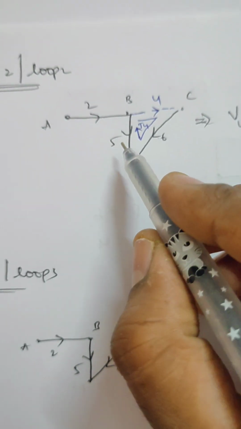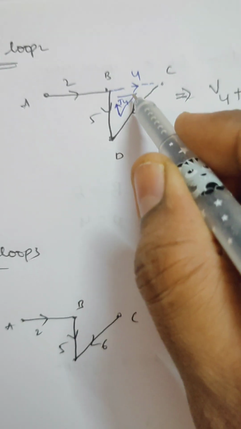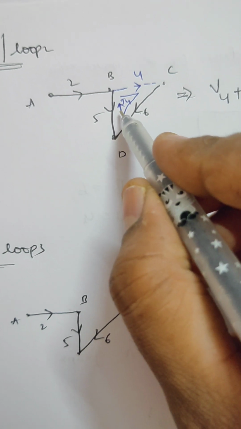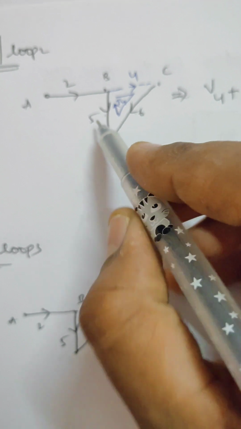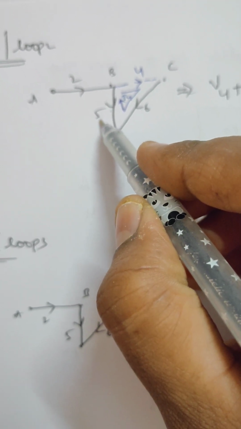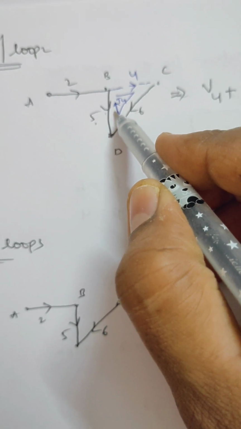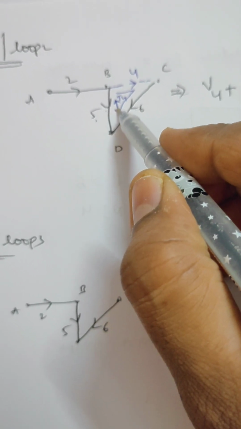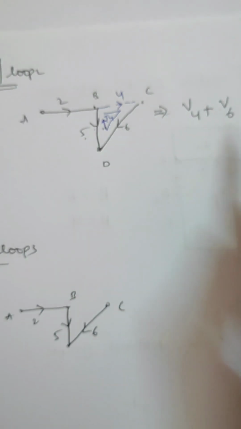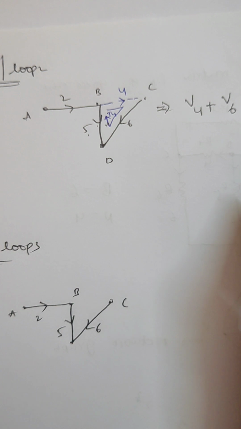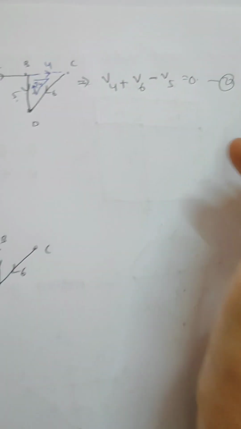But here the fifth branch current direction is towards D. In this closed loop, the I4 direction is upwards and here the direction is downwards, which means branch 5 is in this loop but its orientation does not coincide with the loop direction. Then we have to take that value as -1. So this will be minus V5 is equal to 0. Make it equation number 2.